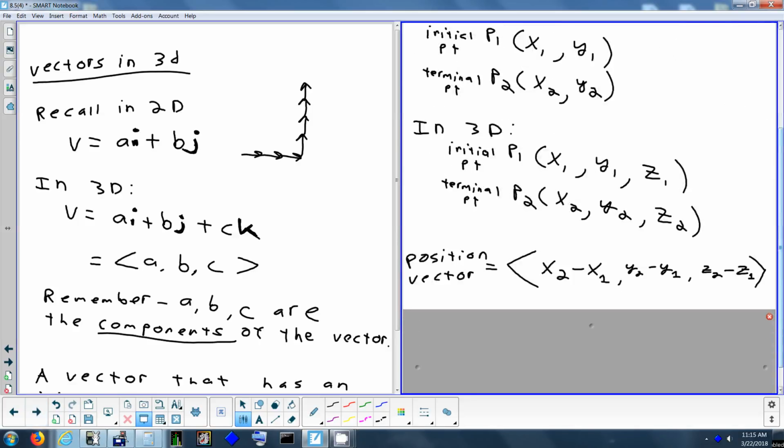That's why I said if you make a reference sheet, I wouldn't put all the formulas for 2D and then do all the ones for 3D separate. They're the same formulas. Just put the 3D ones. And if you don't need the z part, just ignore it. Don't use it.